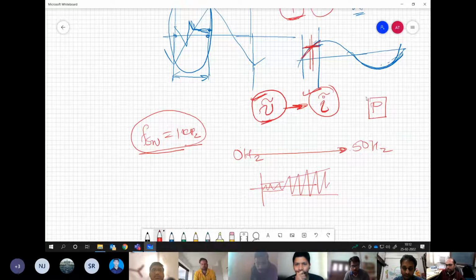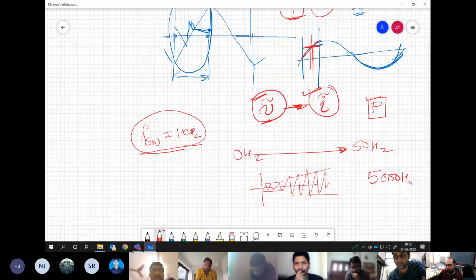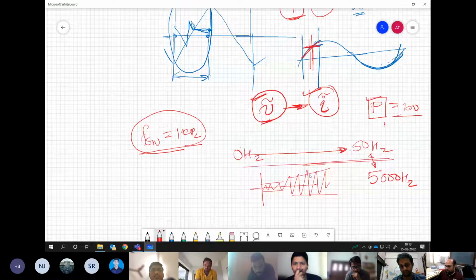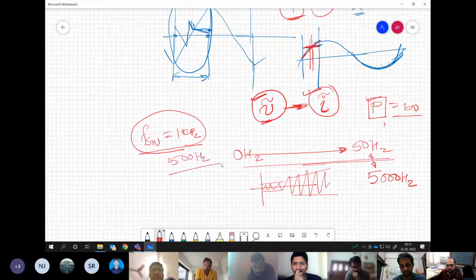If the pulse number is sufficiently high, this may not be very visible when you take a switching frequency of 5000 hertz for a 0 to 50 hertz motor, because even at 50 hertz the pulse number is something like 100. There would be a difference, but it may not be very visible. You try doing the same with a switching frequency of 500 hertz, you will see a much different behavior.